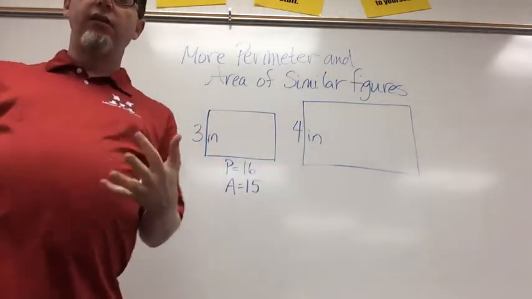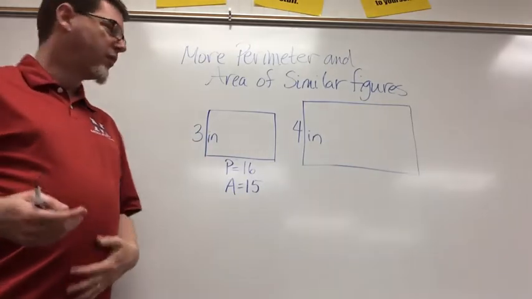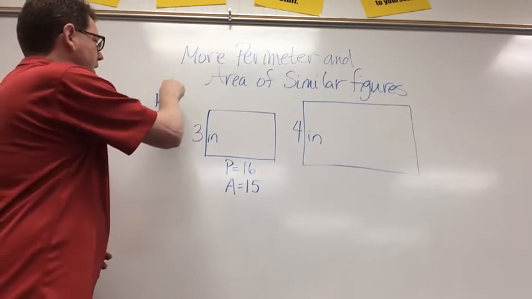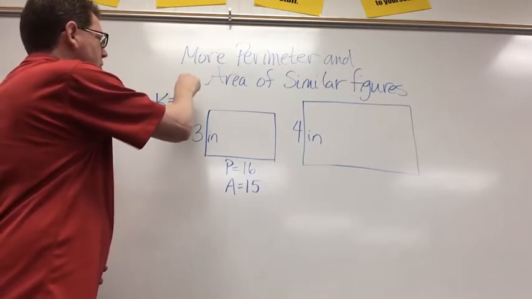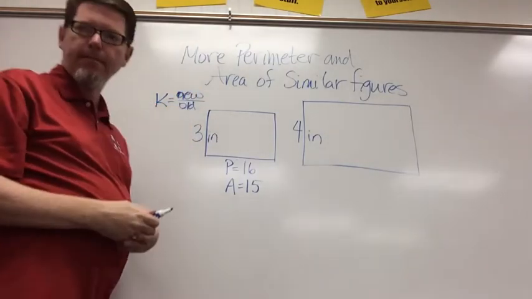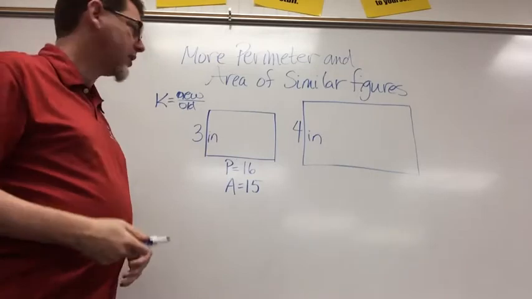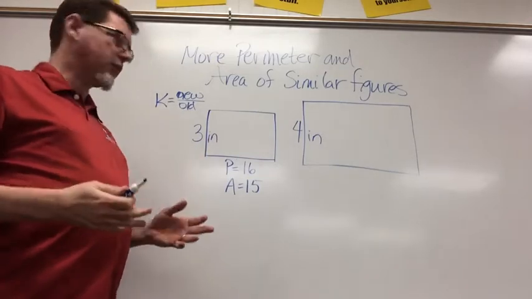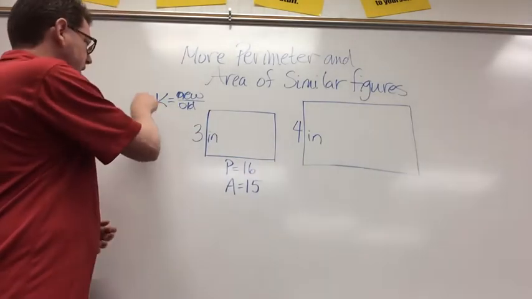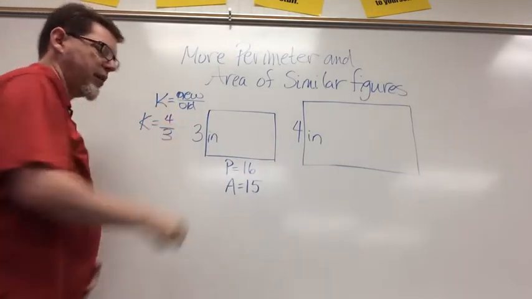So when we're dealing with area and perimeter, the first thing that we always need to find is the scale factor. And we know that the scale factor K, I'm going to write it over here, K is new over old. That's in your composition book. We know that it's always new over old. So what is the new measurement? Well, I look at the new rectangle, and the new measurement is 4. So in this case, K equals 4 over the old measurement, which is 3.